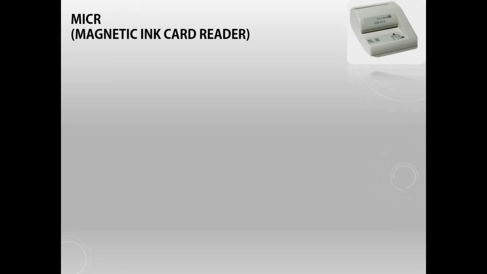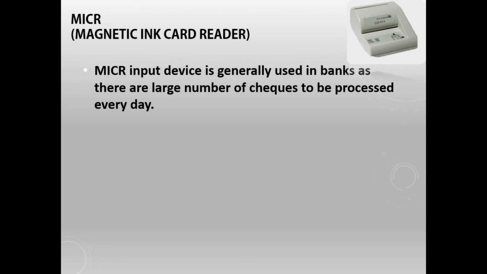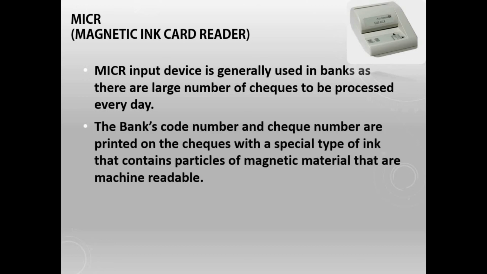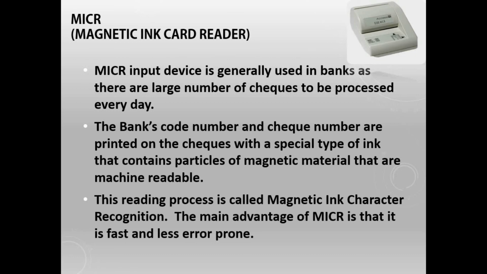Next is MICR, Magnetic Ink Card Reader. MICR is an input device generally used in banks as there are a large number of checks to be processed every day. The bank's code number and check number are printed on the checks with a special type of ink that contains particles of magnetic material that are machine readable. This reading process is called magnetic ink character recognition. The main advantage of MICR is that it is fast and less error prone.